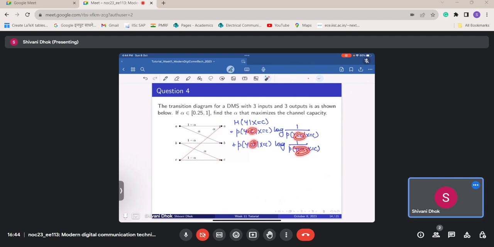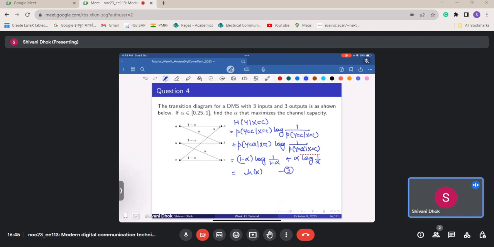Okay. So this probability that y equal to c given x equal to c is again 1 minus alpha. So we have this as 1 minus alpha log of 1 upon 1 minus alpha plus this quantity, y equal to a given x equal to c. Its probability is alpha log 1 by alpha, and again this is h of alpha.